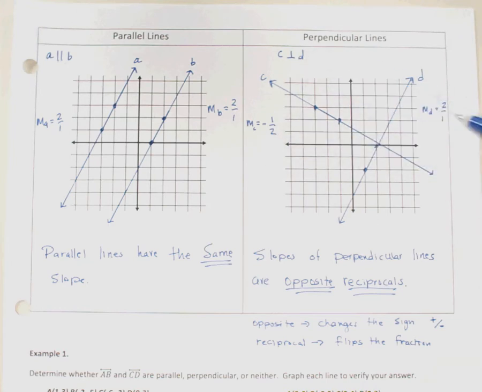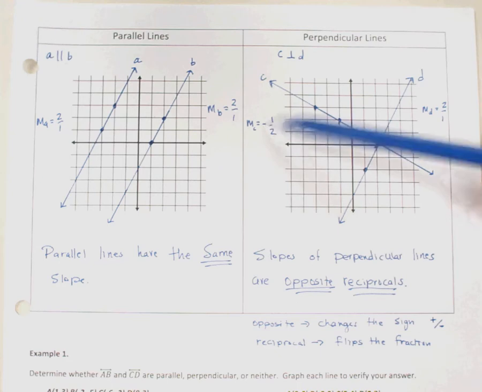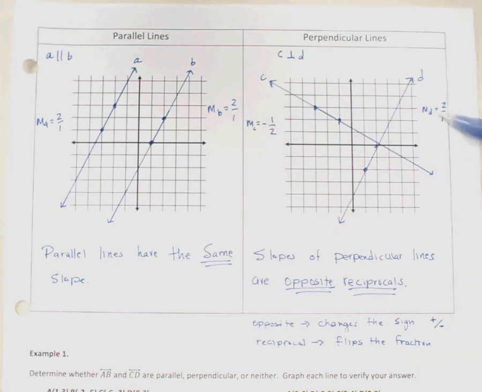Now, how do these two slopes compare to each other? Well, slopes of perpendicular lines are opposite reciprocals. Okay, opposite numbers have different signs. So notice the slope of line C is negative, the slope of line D is positive. They are opposites. They are also reciprocals of each other, and reciprocal is when you flip a fraction.